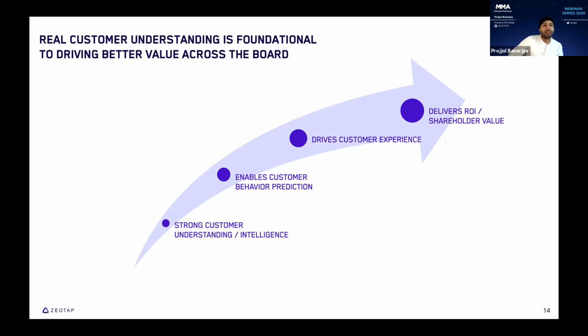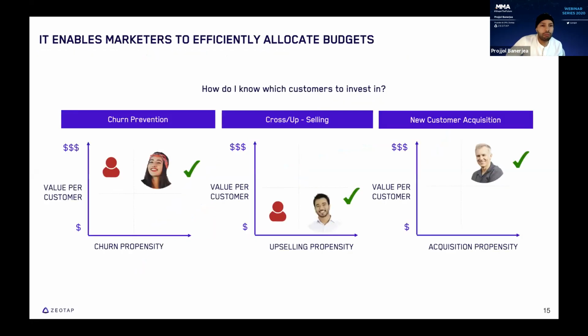Real customer understanding, from our experience working with brands globally, is a multi-step process, eventually resulting in shareholder value. Customer understanding drives customer behavior prediction, which is the first step to engaging meaningfully with the customer. Those in turn drive better customer experiences. And finally, happier customers lead to shareholder value. So what does that really mean for marketers?